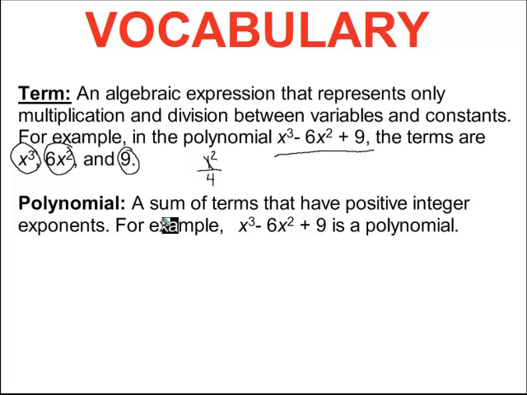A polynomial is a sum of terms that have positive integer exponents. For example, x to the positive 3, x cubed minus 6x squared plus 9 is a polynomial. All of them added together is a polynomial. The only requirement here is that these exponents be positive.